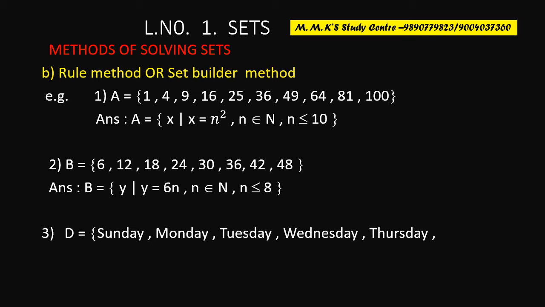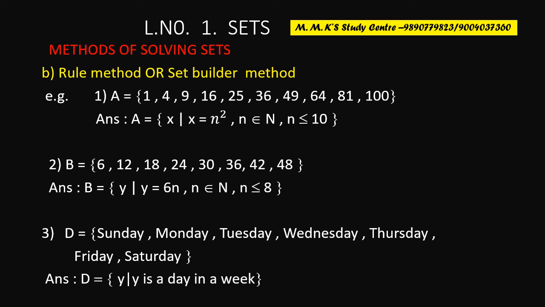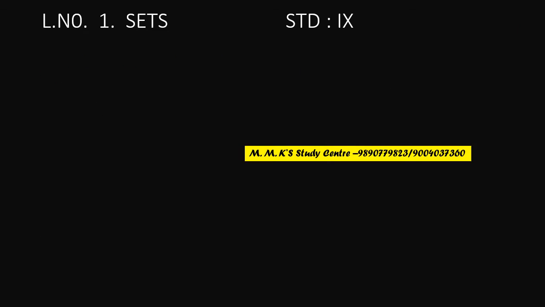Sub question 3. D is a set of Sunday, Monday, Tuesday, Wednesday, Thursday, Friday, Saturday. These all are the days which are present in a week. So how to write in set builder form? D is a set of y such that y is a day in a week. Getting it, children? Now we'll go.